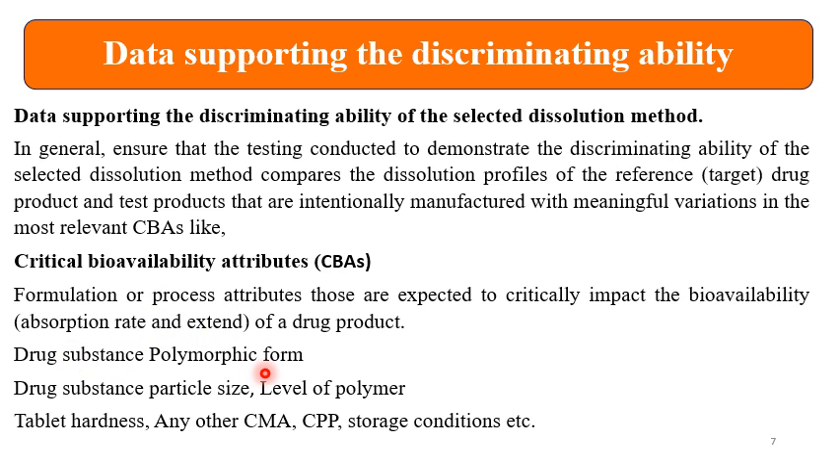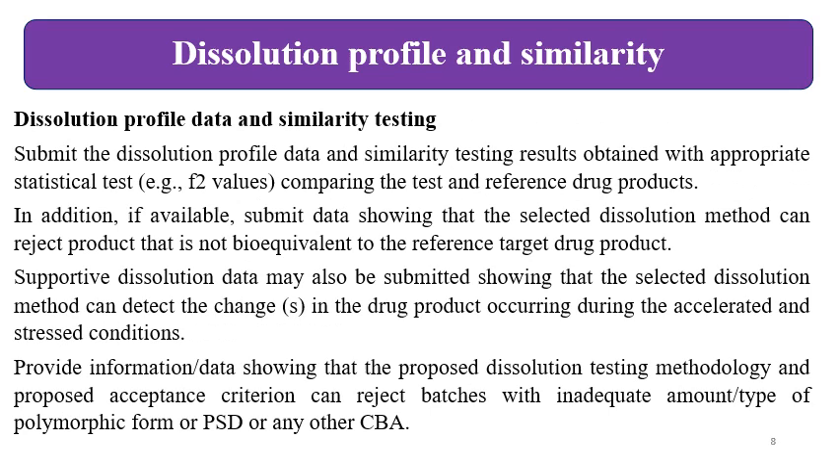These may be the drug substance polymorphic form, the particle size of drug substance, polymer level, or tablet hardness, and any other critical material attribute, critical process attribute or storage condition. So whichever has a great impact on the bioavailability parameter of the formulation, these are called CBAs. So these CBAs are required to be understood, and their impact is required to be studied on the formulation and the dissolution discriminating ability.